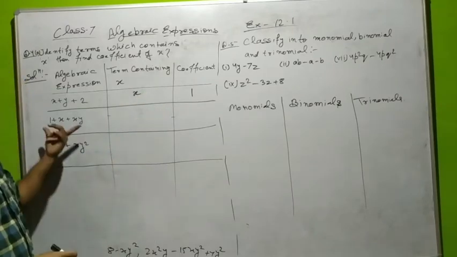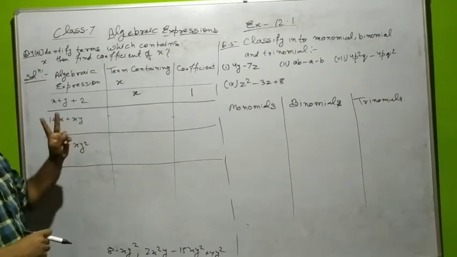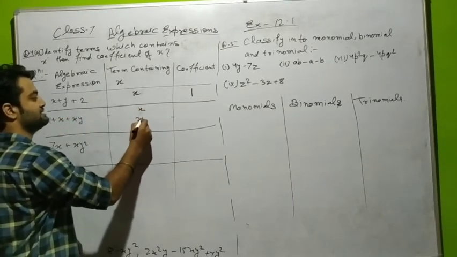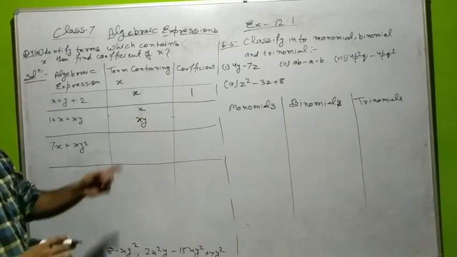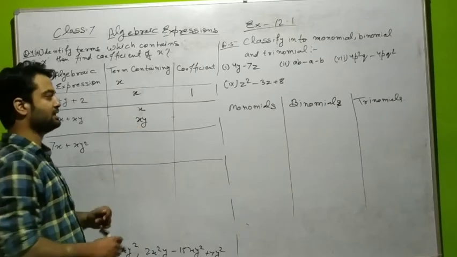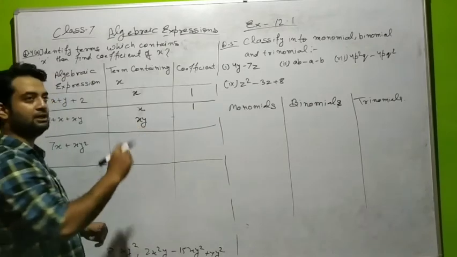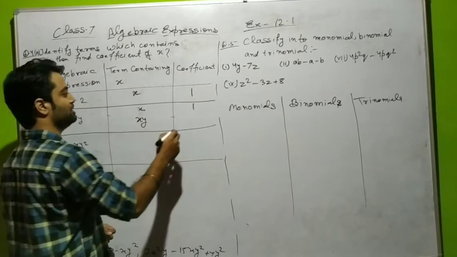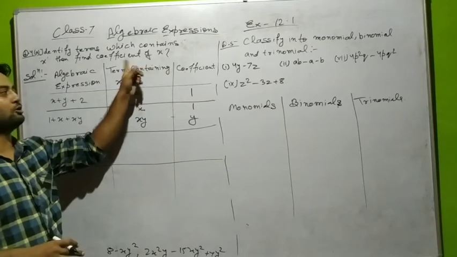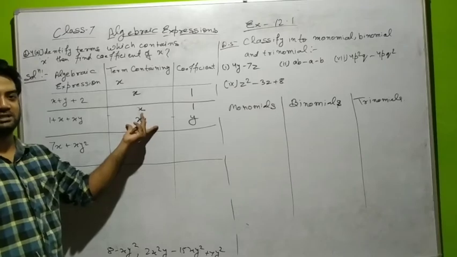Now the second is 1 plus x plus xy. In this algebraic expression, there are two terms containing x. First is x only, second is xy. In the first term, the coefficient of x is again 1, and in the second term, x is accompanied with y, so the coefficient of x here is y. It is not talking about the numerical coefficient, as I told earlier, so we can take the algebraic factors as well.